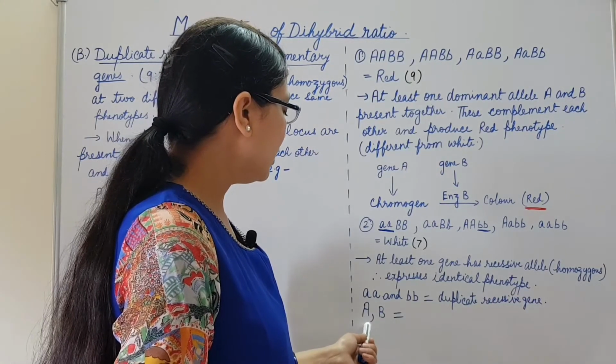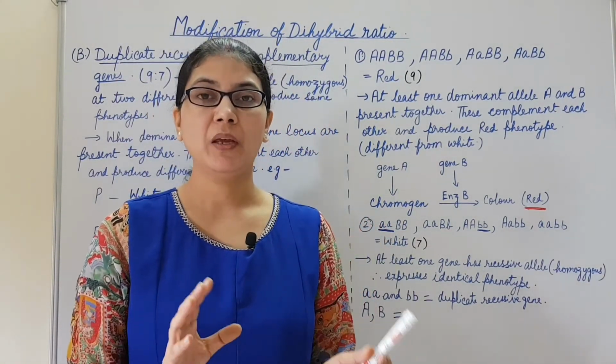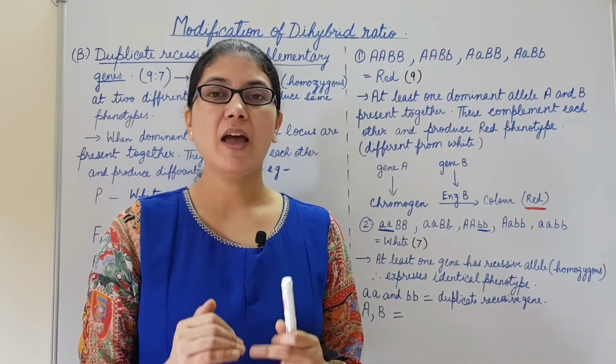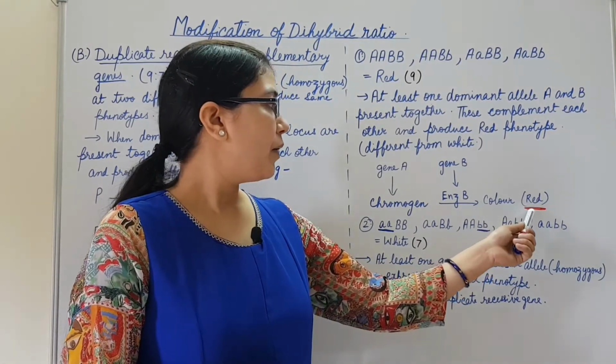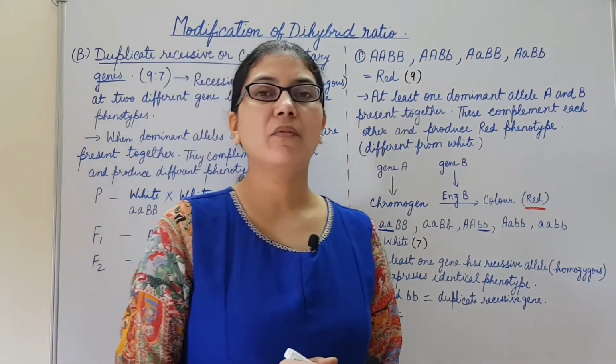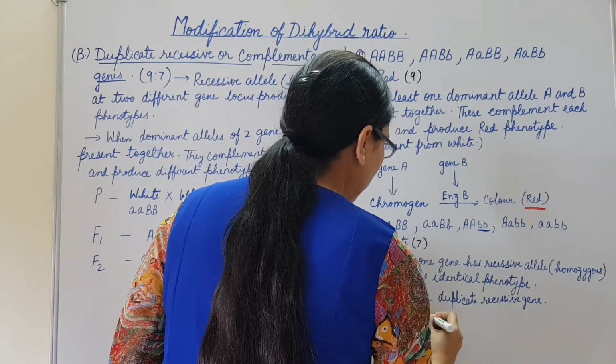So the dominant allele A and dominant allele B, when they are present together, complement each other and result in the phenotypic expression of red color, which is different from the white color. So these are known as the complementary genes.